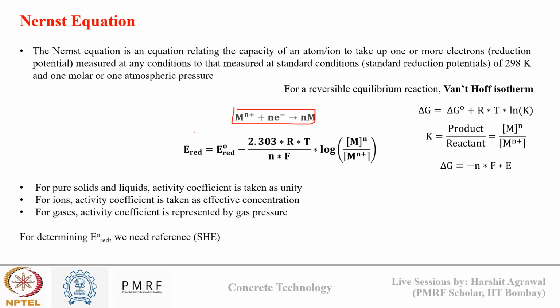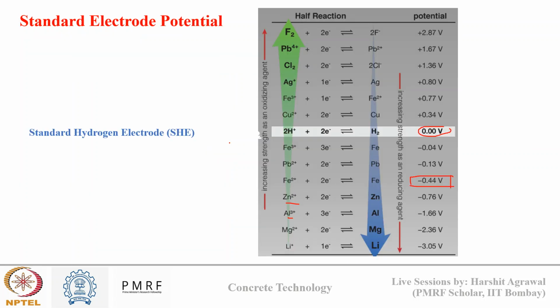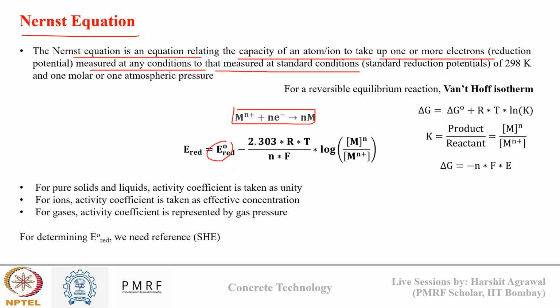So to calculate electrode potential in any condition, we use the Nernst equation. The Nernst equation relates the capacity of an ion to take up one or more electrons, measured in any condition, to that measured in standard condition. In standard condition, we know the potential value given by this table, which we generated based on the standard hydrogen electrode. For any condition, if we want to know the electrode potential value, we use the Nernst equation. And how does it calculate the value?